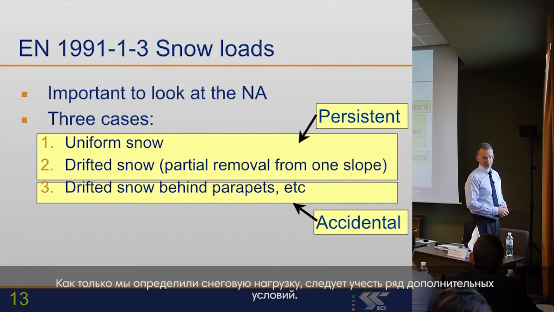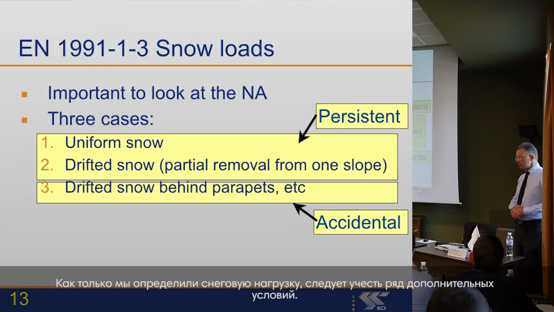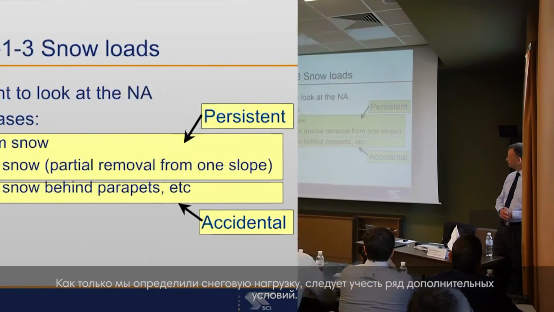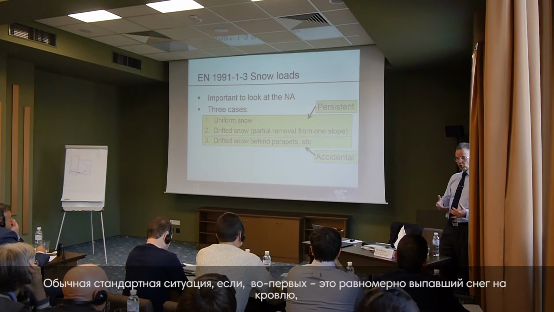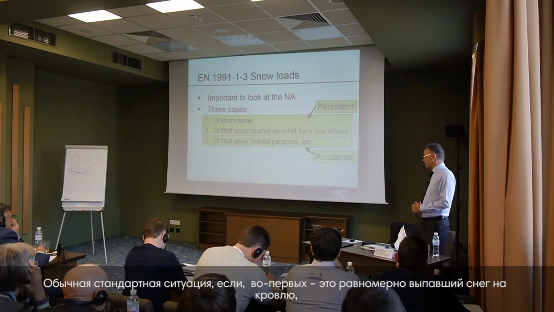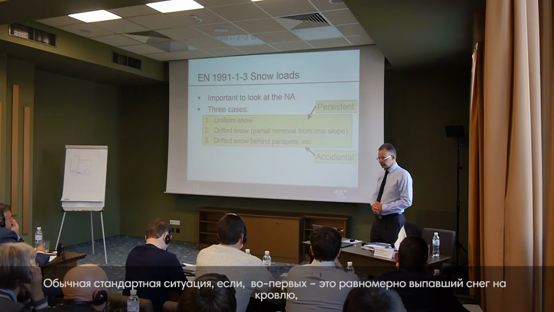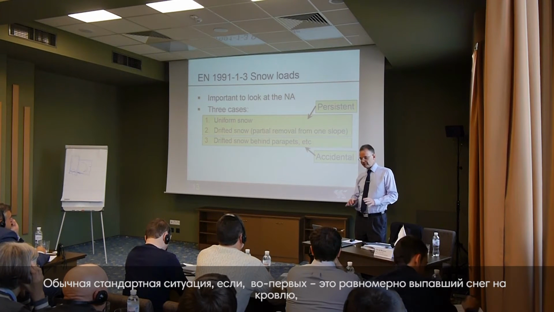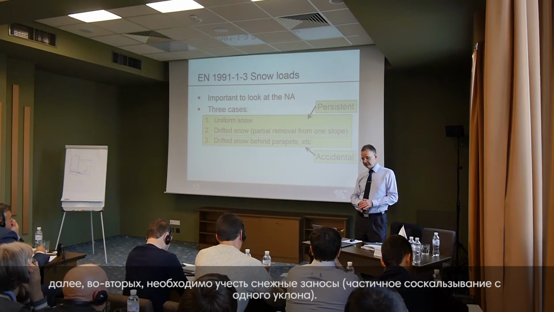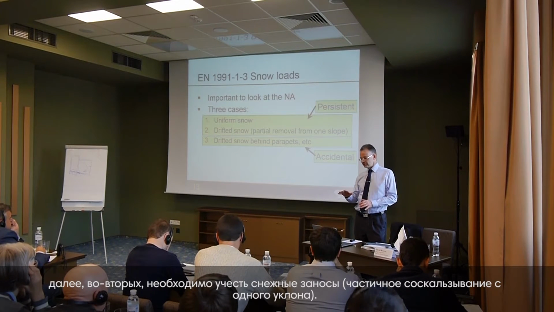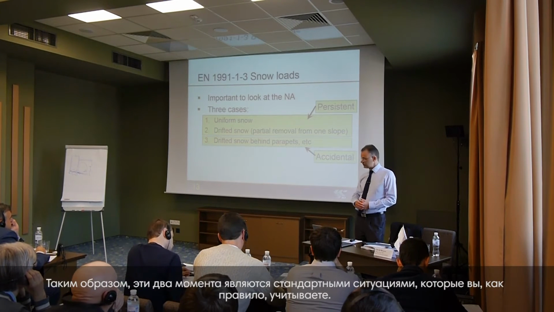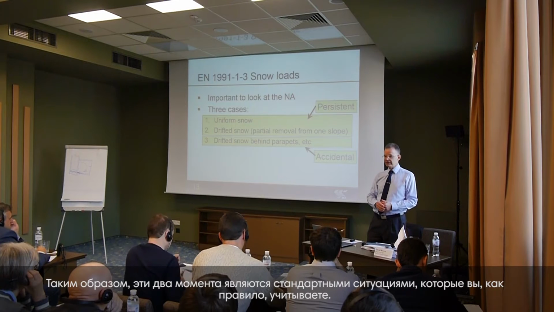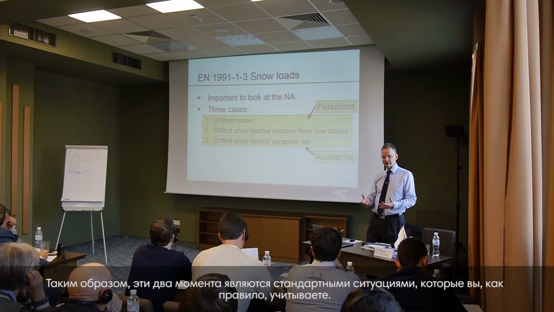Having determined the snow load, there are a number of different cases to consider. The normal cases, if I could describe it that way, would be number one, uniform snow across the whole of the roof, and secondly, where the snow has been removed, perhaps blown off one of the roof slopes. So cases 1 and 2 on this slide are described as normal load cases. Those would be the ones that you would normally consider.